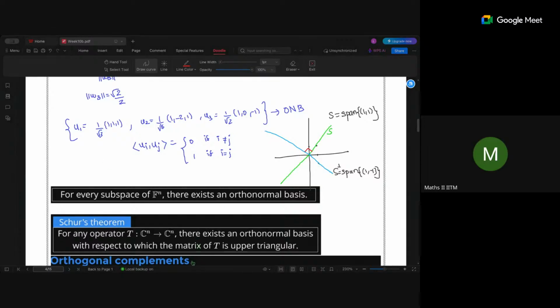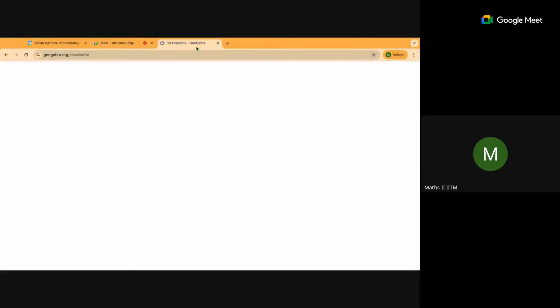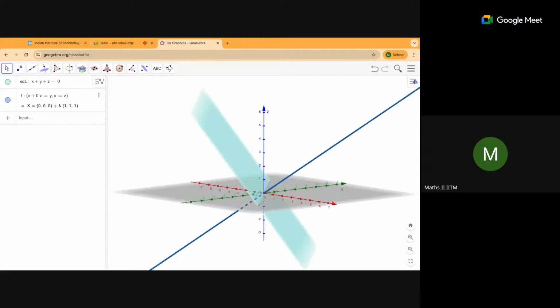I have to switch screen for that. One minute. Okay, so this GeoGebra page is visible for you?